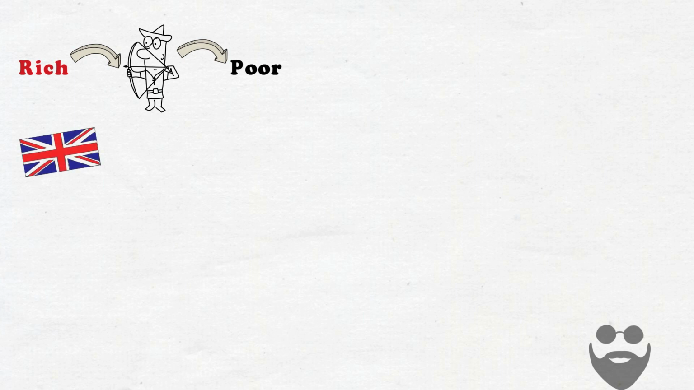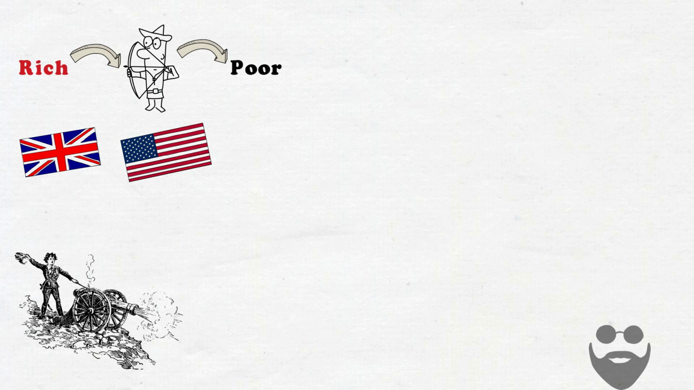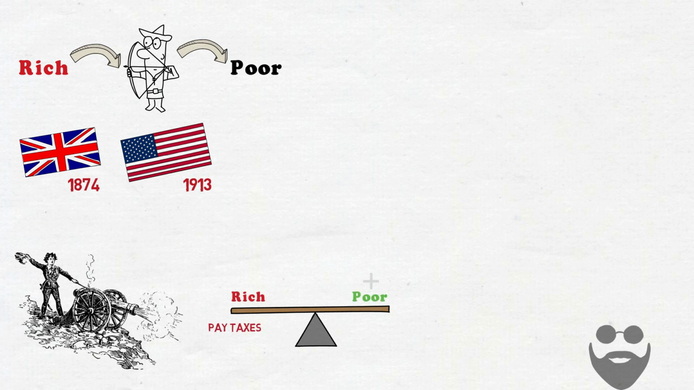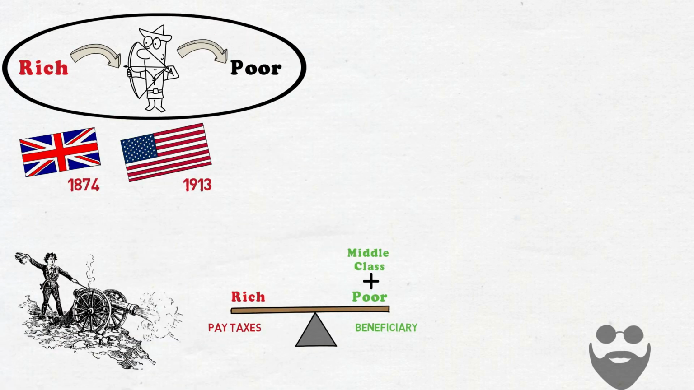As you have seen, initially there were no taxes in England and America. People only paid taxes if there was a war. England levied a regular income tax in 1874, while the United States levied it in 1913 with the adoption of the 16th Amendment. Governments popularized the taxation with the notion that only the rich would pay the taxes while the poor and middle class will be the beneficiary. That is exactly the Robin Hood tax system.